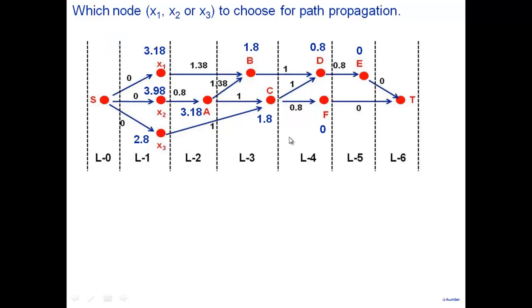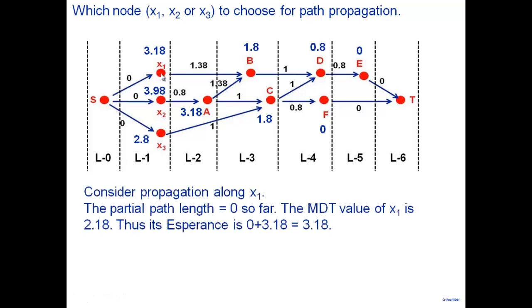So let's see how we can enumerate. So which node X1, X2 or X3 to choose for path propagation? Our task is to find the 2 longest paths here. So what are the possibilities? Consider propagation along X1. So I want to know, should I go to X1 or X2 or X3? Okay. So partial path is 0 when I reach X1 here. And the MDT at that particular node is 3.18. So the esperance of that particular path is 0 plus 3.18.